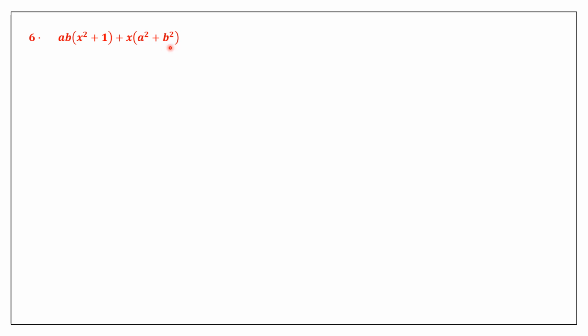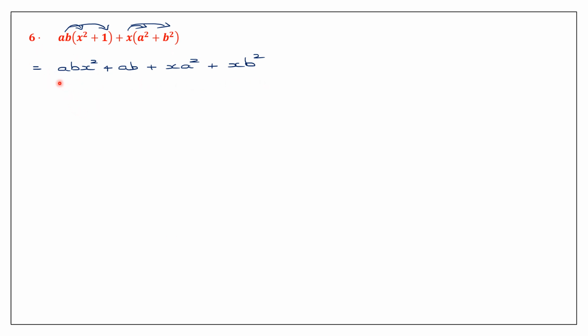So what we're going to do is multiply these terms properly and see if we can get something common. So first thing we do is we multiply ab into x square and that is abx square plus now multiply ab into 1 which is ab. Let's go to the next one. So x into a square is xa square plus x into b square is xb square. So why have we done this? Because we couldn't find anything common here. So we have simplified by multiplying everything.